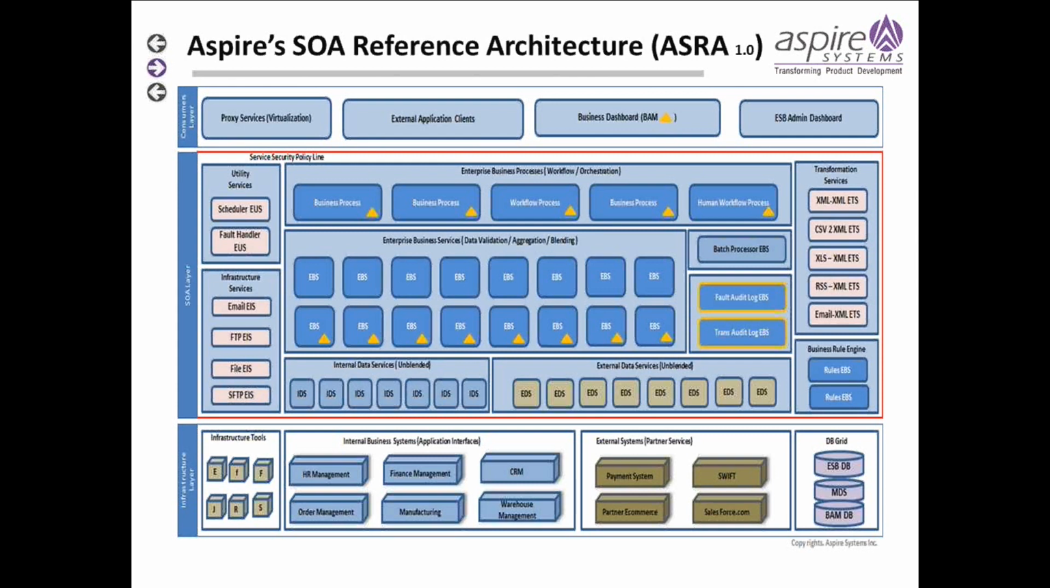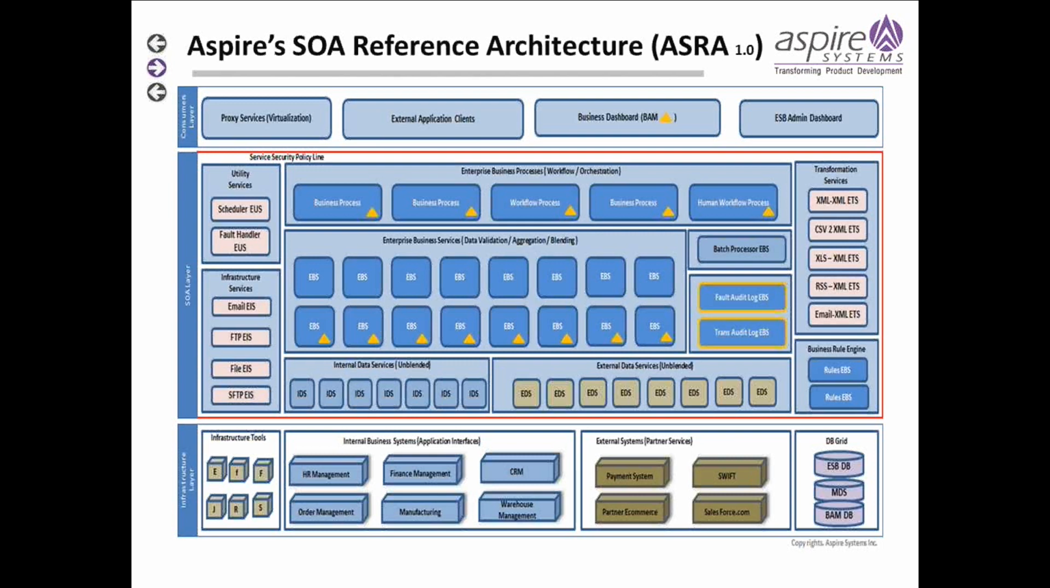The middle layer is basically the SOA layer. The SOA layer has many building blocks. In internal systems, exposing as a service will be considered here as internal data services. Any third-party systems consumed from the internal integrations are considered as external data services. The core part of the SOA layer is basically the business service layer or business service block. This is where the data validation, aggregation, and blending is happening.